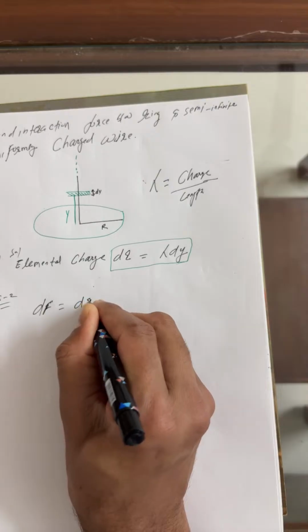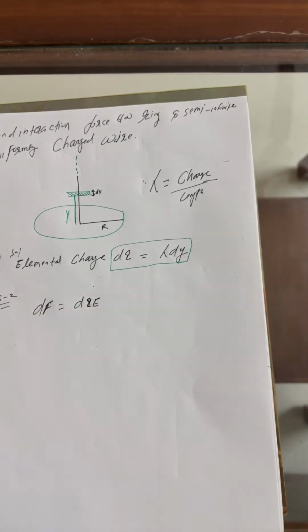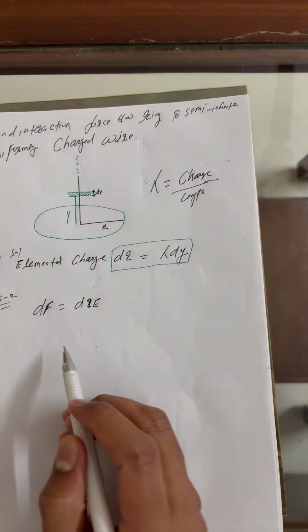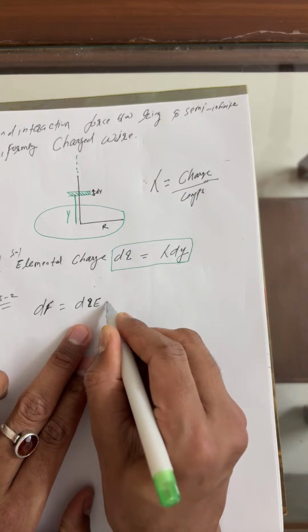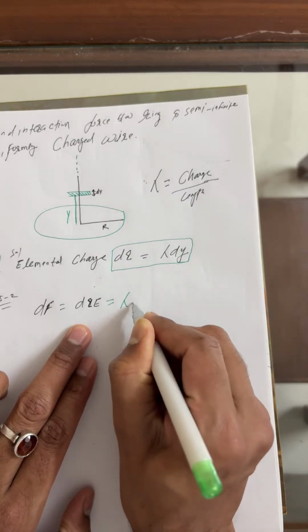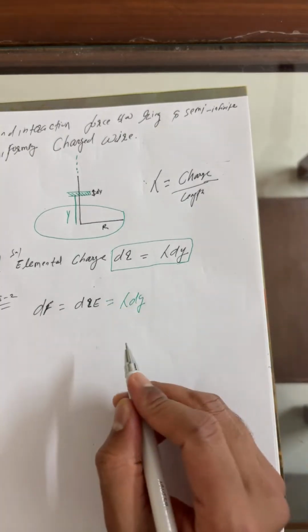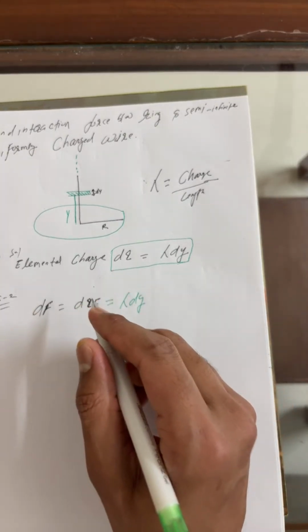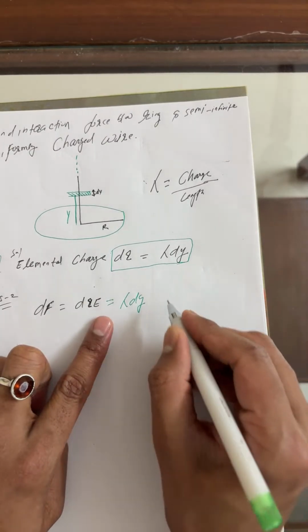This is dq into E. So dq I already found here. This is lambda into dy. Electric field, we remember here, the electric field on the axis of ring. Just now I said. So I'll use the same result here.